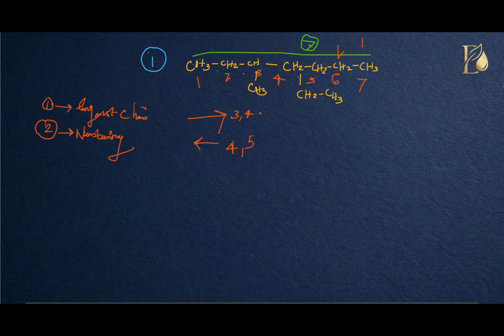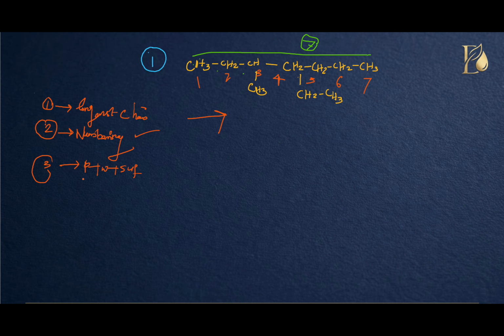So among these we have to choose 3, 4 because left to right numbering gives the lowest numbers to the substituents. Okay, so we have to choose this numbering, left to right. Clear? Next, what is our general structure? Our general formula is prefix plus word root plus suffix, right?